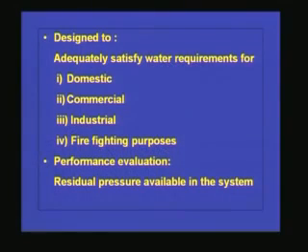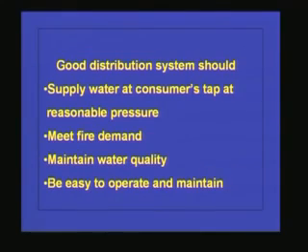Now, it is basically designed to adequately supply the amount of water for domestic purposes, commercial purposes, industrial purposes and firefighting purposes, and the adequacy of the design is checked by seeing whether we have enough pressure in the pipeline or not. Now, a good distribution system should supply water at consumer's tap with reasonable amount of pressure.